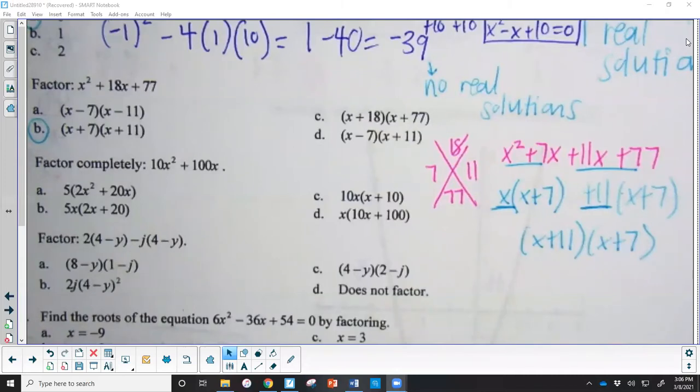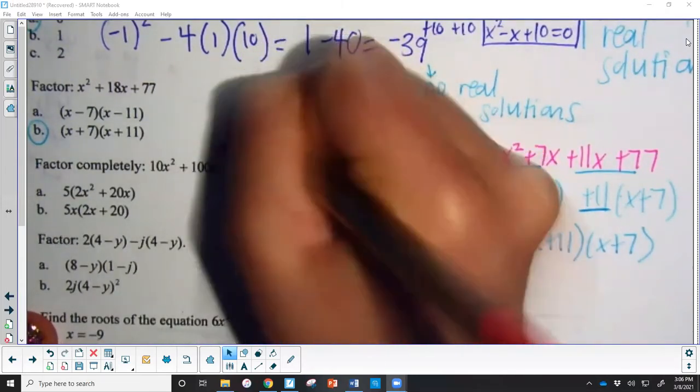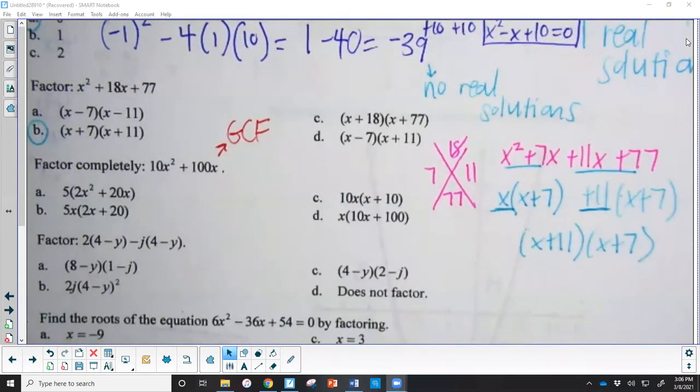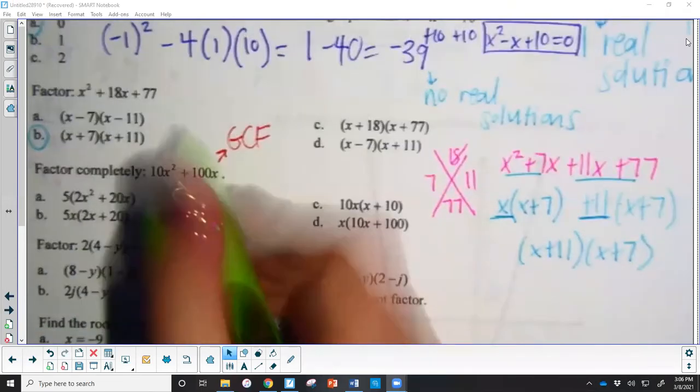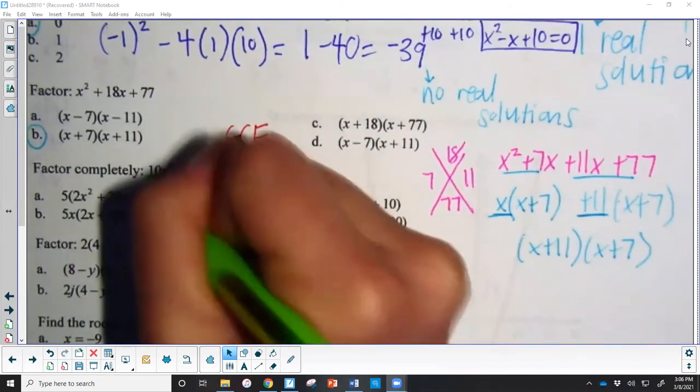Now, number 10 for me was also another missed question. You have to factor out the greatest common factor, the biggest factors that they have. So let's first start out with 10 and 100. The greatest common factor between 10 and 100 is 10.